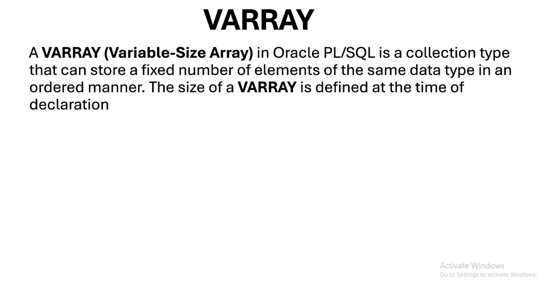elements rather than as many elements as a nested table or associative array. And the elements will be of the same data type in an ordered manner. The size of the Varray is defined at the time of declaration.